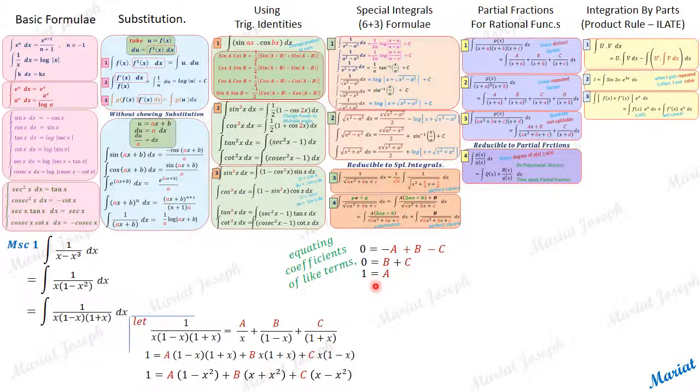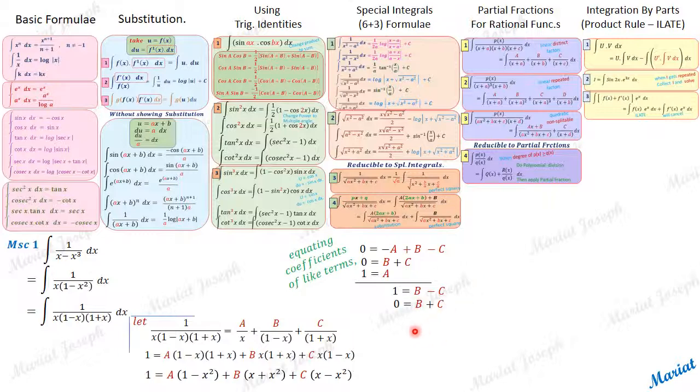Let's see, the value of a is already there, a equal to 1. I'm going to put a equal to 1 in the first equation so that it will become 0 equal to minus 1 plus b minus c. So this minus 1 let me take to the other side and make a new equation. I have plus 1 equal to b minus c. The second equation let me just copy down here, 0 equal to b plus c.